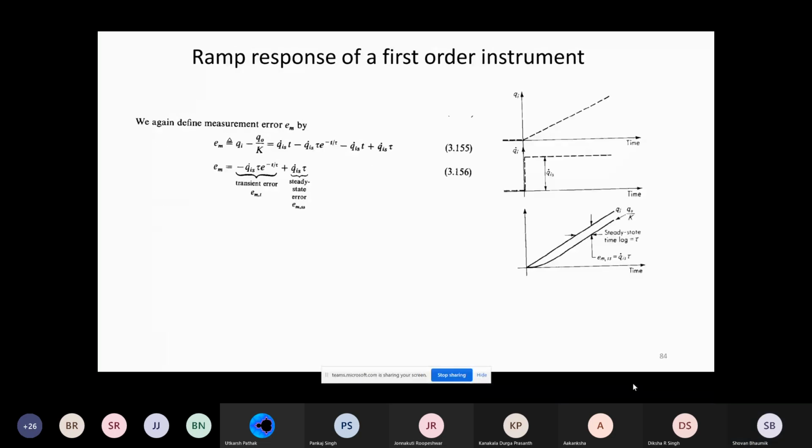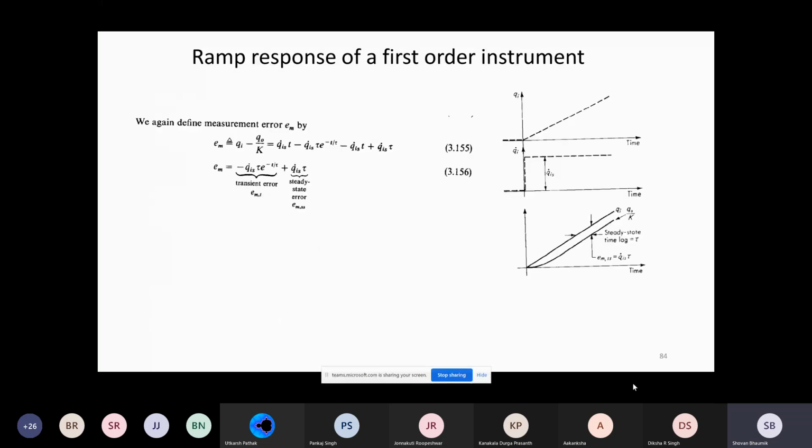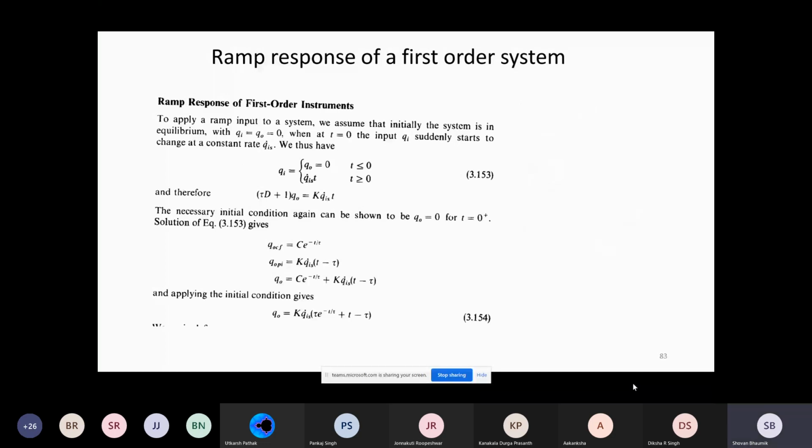Now let us see equation 3.154, and you see that at t equals 0, Qo is 0.